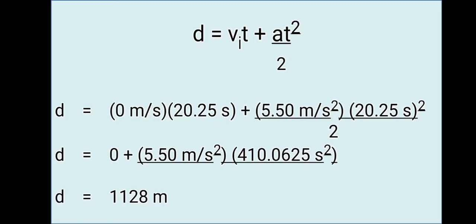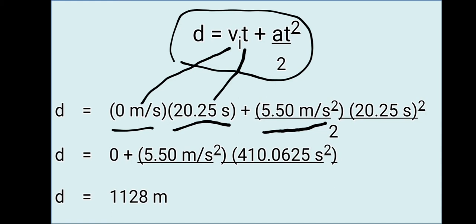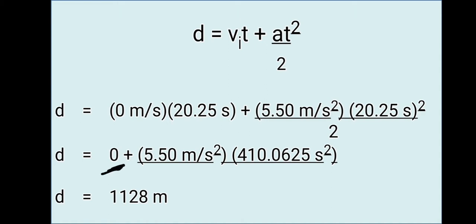And then, since this is our formula, I have here a ready-made solution that you can base your solution on. Since we have the formula, all you have to do is plug in the different values. So we have 0 for Vi, 20.25 seconds for the time, and 5.50 meters per second squared for A, and 20.25 seconds for the time, then the square. Next thing to do is to solve the equation. Now, 0 times 20.25, so the answer is 0.